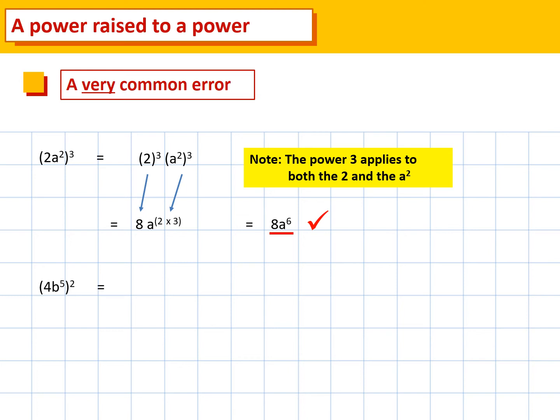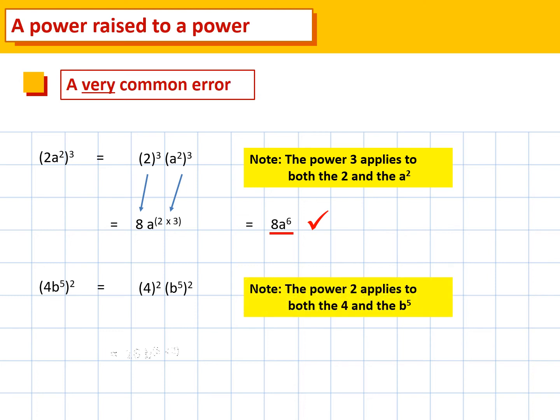In the second example, following the first, remember, we must apply the power of 2 to both things in the bracket, to the 4 and to the b to the power of 5. So that's 4 squared and b to the power of 5 squared. 4 squared gives us a 16. B to the power of 5 squared, we multiply the two powers, so our final answer is 16 b to the power of 10.